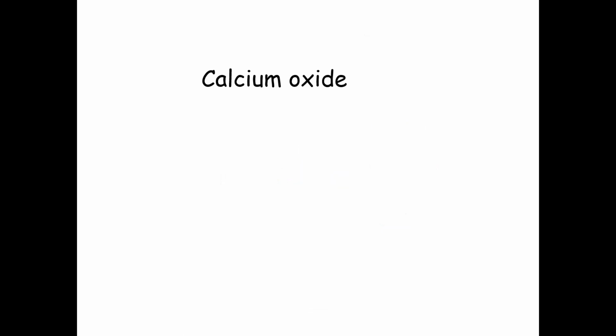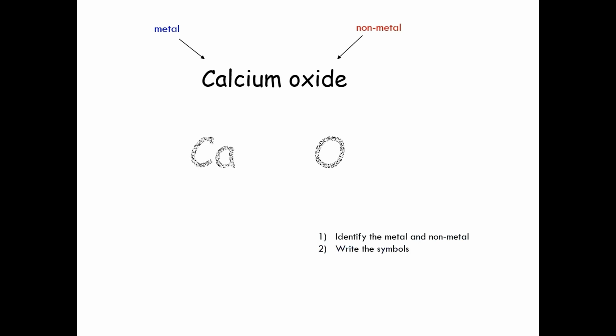Let's do a few more examples. Here we have calcium oxide. First, we identify the metal and nonmetal. So we know that calcium is the metal and oxygen is the nonmetal. Second, write the symbols. Symbol for calcium is Ca, and the symbol for oxygen is O. Now write the charges. From their positioning on the periodic table, I know that calcium will be 2 positive and oxygen will be 2 negative.